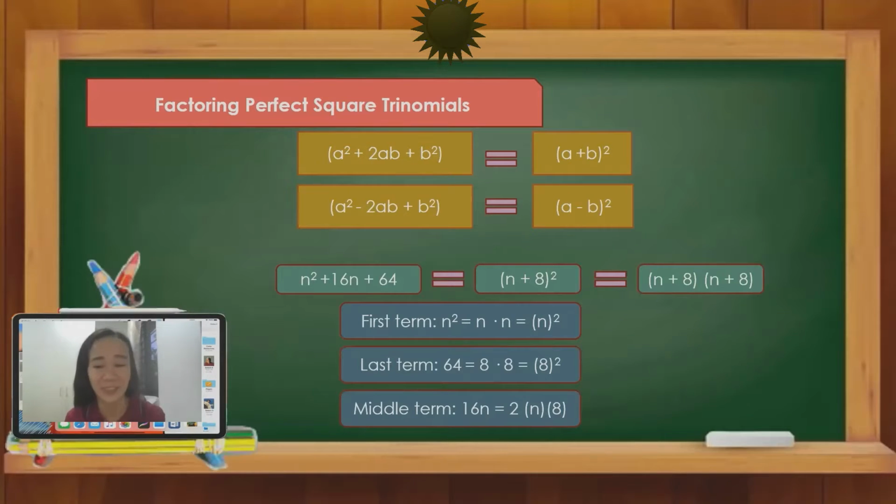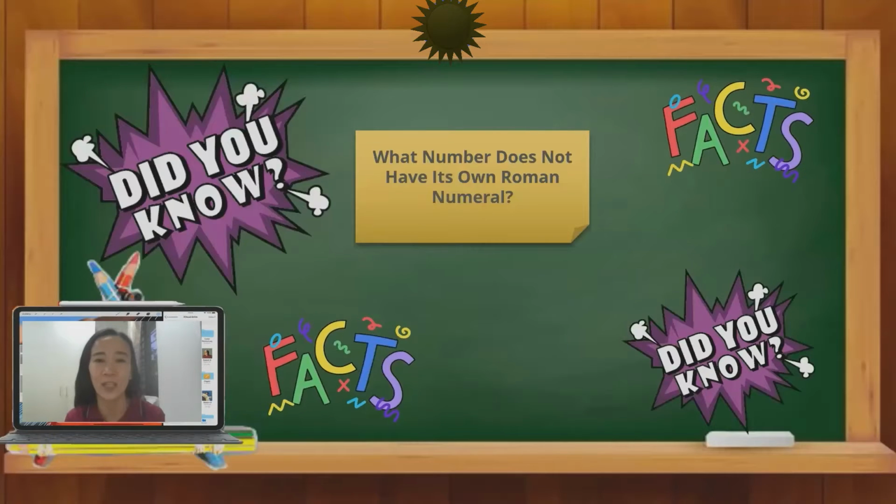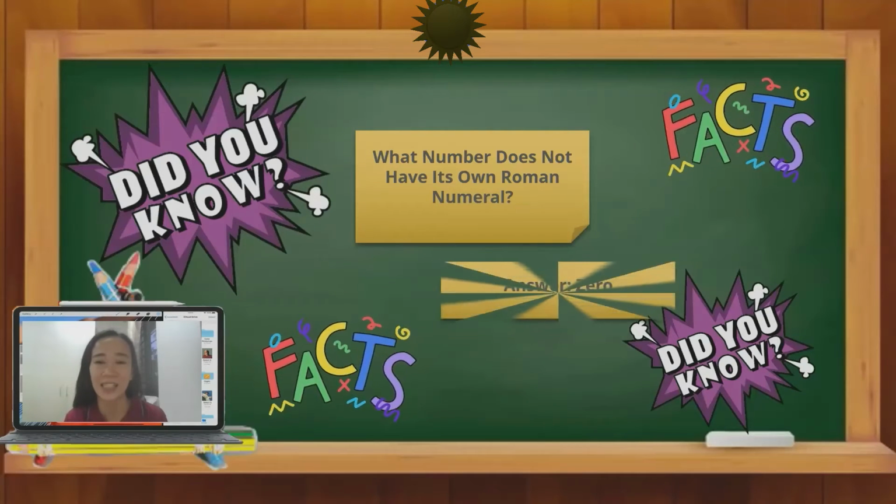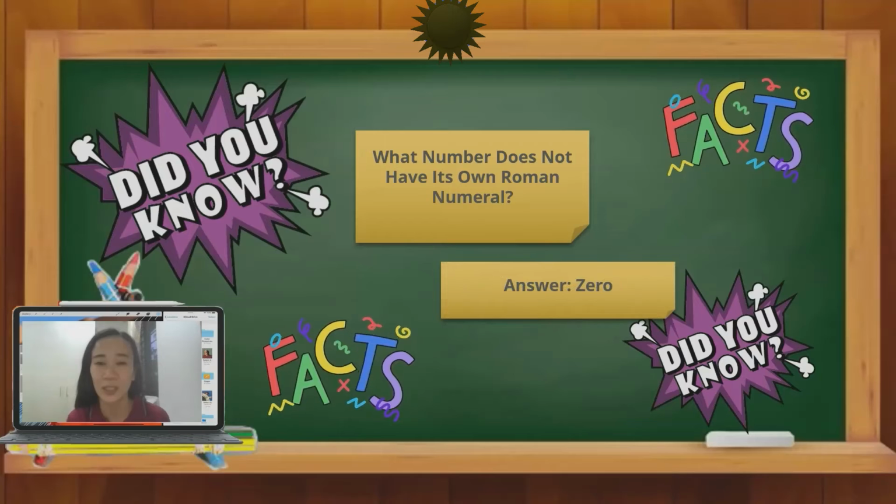That's it, Guadans, for this week. Now let us answer the trivia. What number does not have its own Roman numeral? What's your answer, Guadans? Marvelous, Guadans! Our answer for this trivia is 0. 0 is the only number that does not have its own Roman numeral.